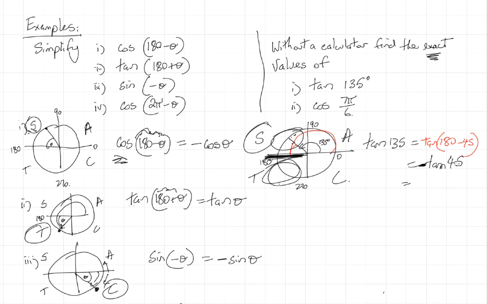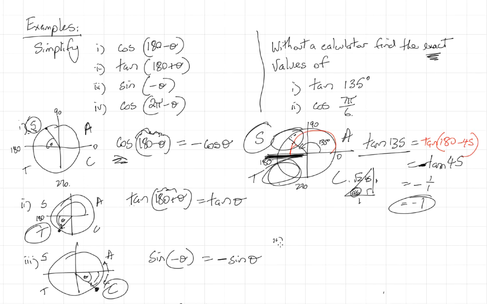And you say, well, okay, tan of 45, I think I know that one. We've got two triangles. So we've got 45, 45, and we need to know that that's 1, 1, root 2. And we know that the tan of 45 is opposite over adjacent, so that'll be tan of 45 is 1. So we've got negative 1 over 1, which will be equal to negative 1. So the tan of 135, without using a calculator, is equal to negative 1.